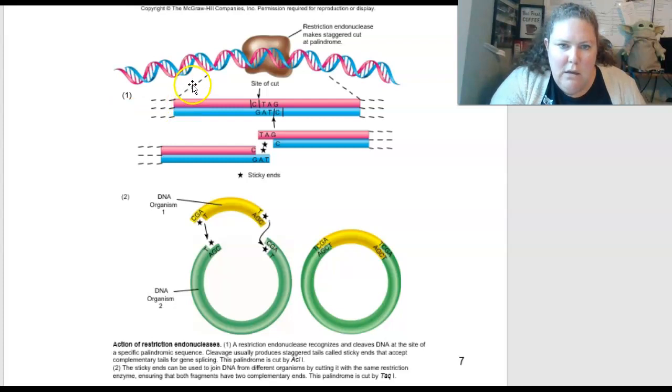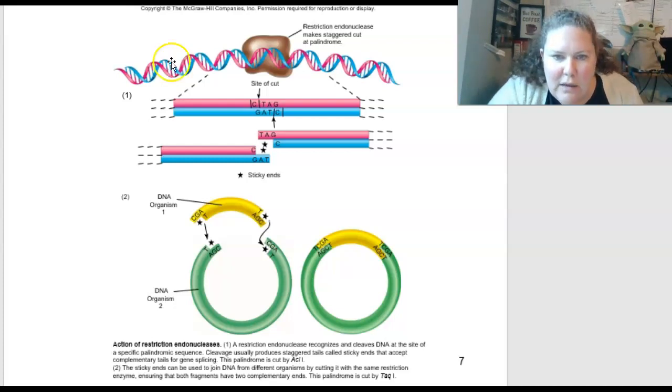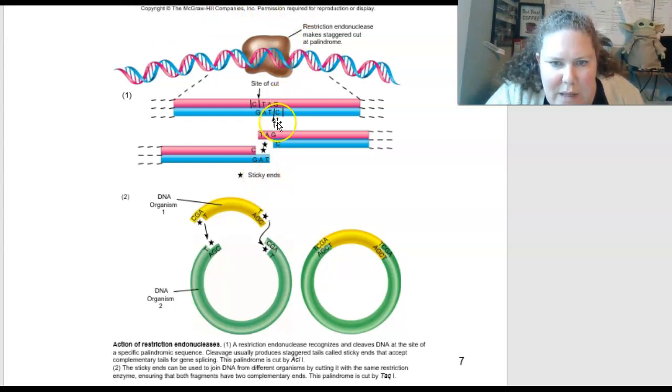So in one up here, we have a restriction endonuclease that recognizes and cleaves the DNA at a site of the specific palindromic sequence. The cleavage usually produces staggered tails that are called sticky ends that accept complementary tails for gene splicing. This palindrome is cut by ACI1, okay, and that happens to be the enzyme that they're using.